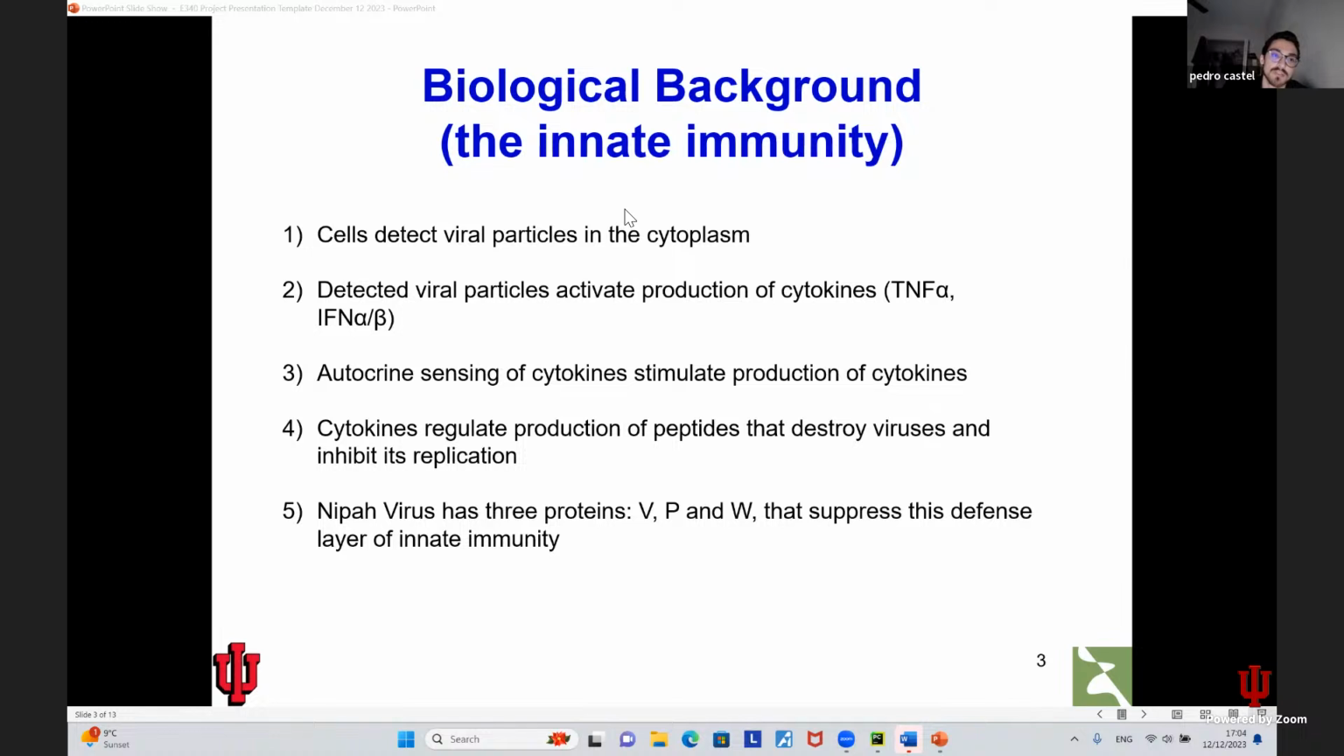Later on, generally, the adaptive immune system takes over, but in the first place, and also to alert the adaptive immune system, you need the innate immunity. Nipah virus specifically has 3 proteins, V, P, and W, that suppress innate immunity. This is one of the reasons why some researchers think Nipah virus is so deadly, because it can infect you and replicate inside tissues without alerting the innate immunity.